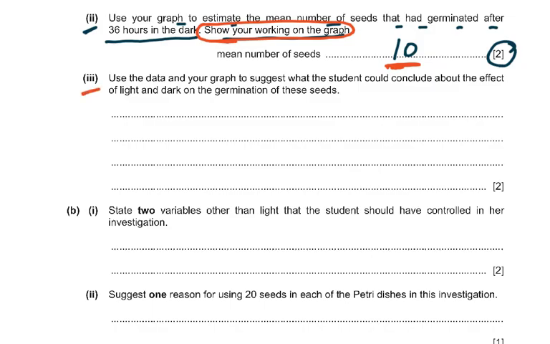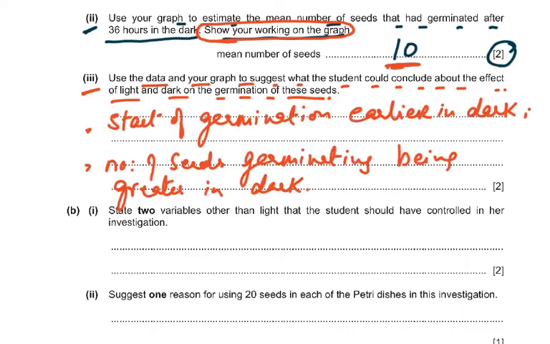Part 3: use the data and your graph to suggest what the student could conclude about the effect of light and dark on the germination of these seeds. Well, naturally, when you look at it, time, speed, rate: greater start of germination earlier in the dark, and number of seeds germinating being greater in the dark. So start of germination earlier in the dark, number of seeds germinating being greater in the dark.